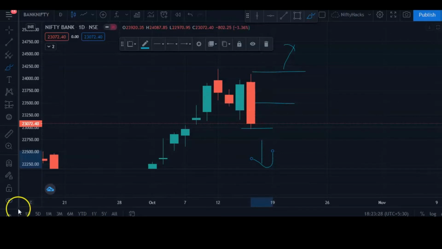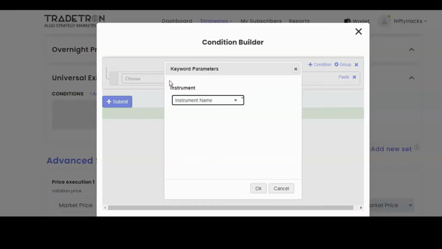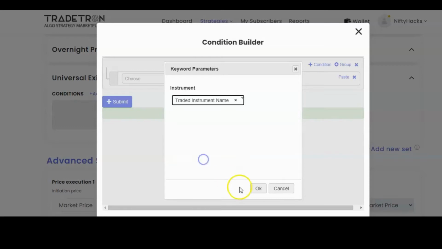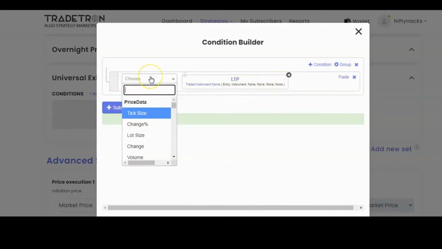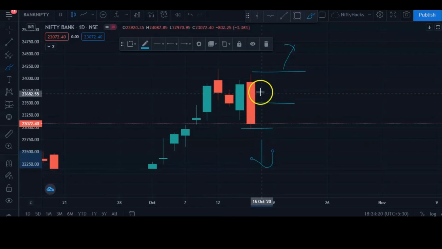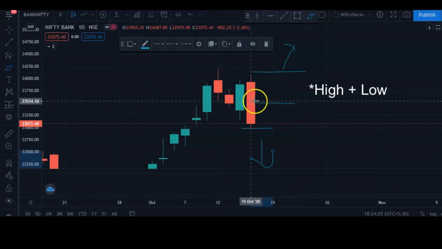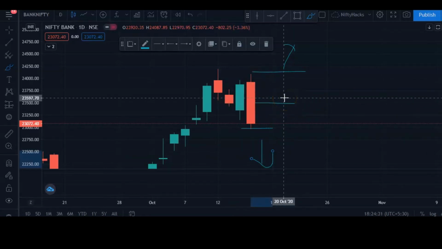Let's see. For that we will use the LTP keyword, and as we would already be in a position, we will use the traded instrument name, and here you have to fill all the details. If we are in a buy position, then if LTP goes below ORB high minus ORB low divided by 2, which will give us the half length of the ORB candle.